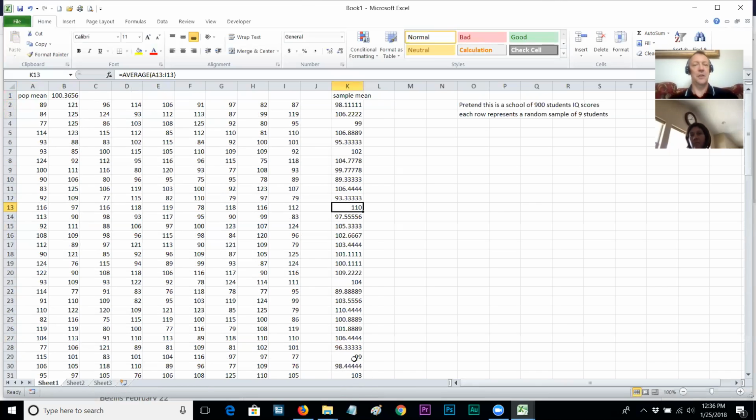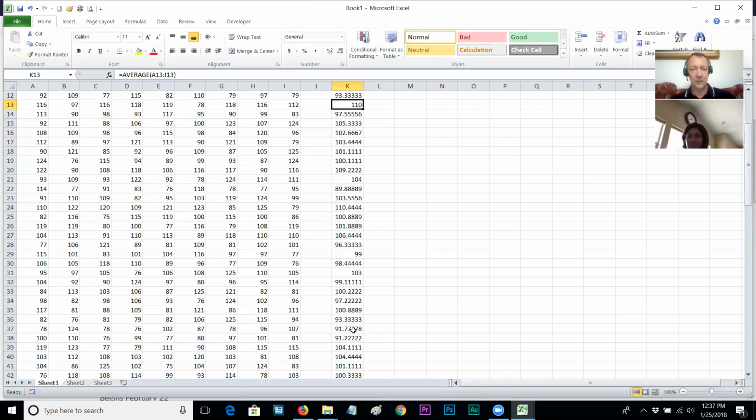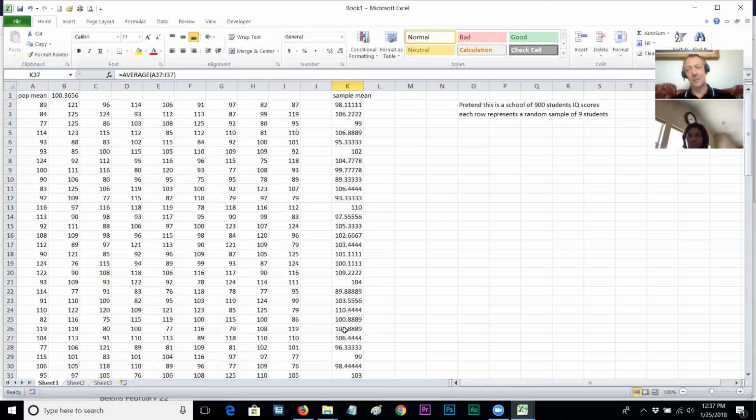Okay, so I did this for all 100 rows. You can see I got a 98 and a 106 and a 99 and a 106 and 95. So each row, the mean varies, right? Sometimes I get as high as 106, oh, there's 110. Sometimes I'm down at 93, that one's 91, these are kind of low. So these are going to vary.